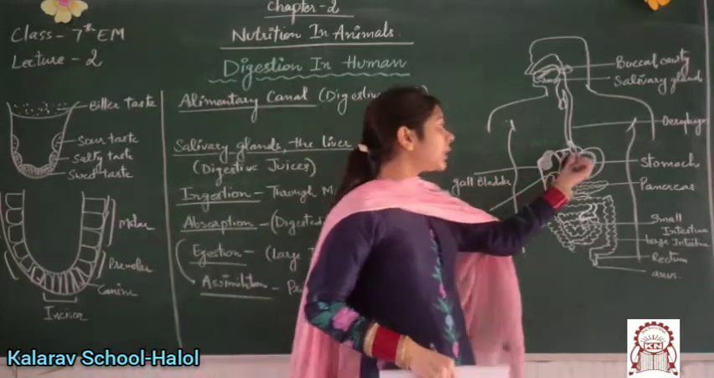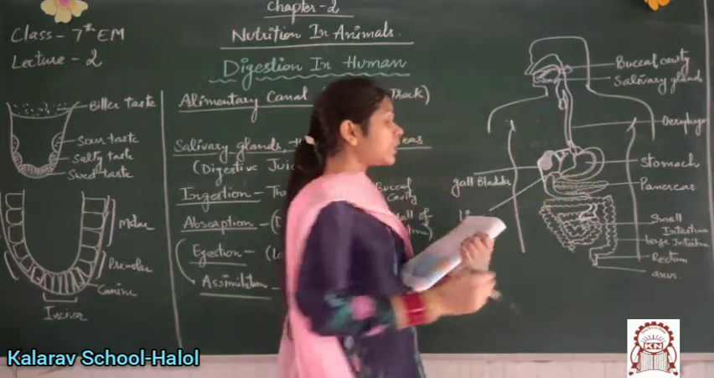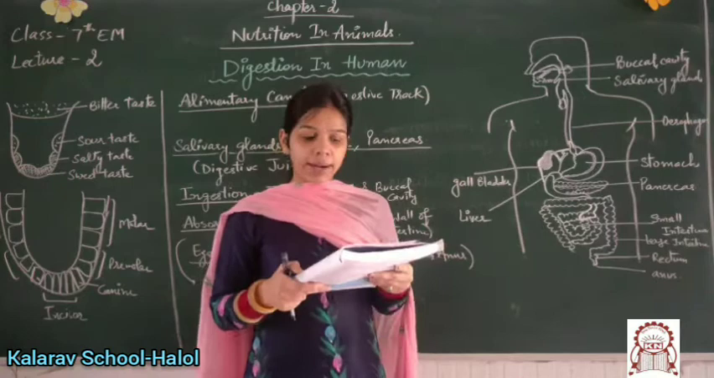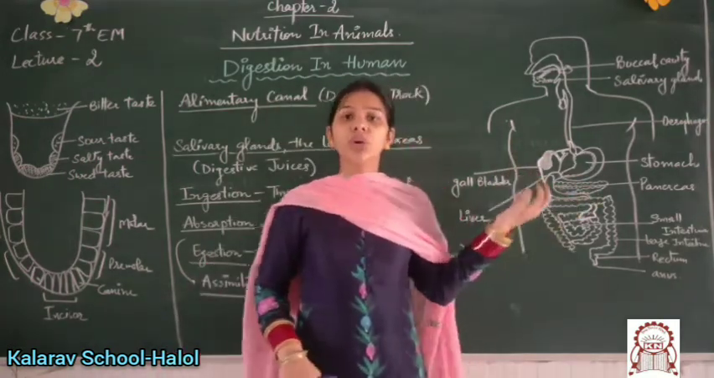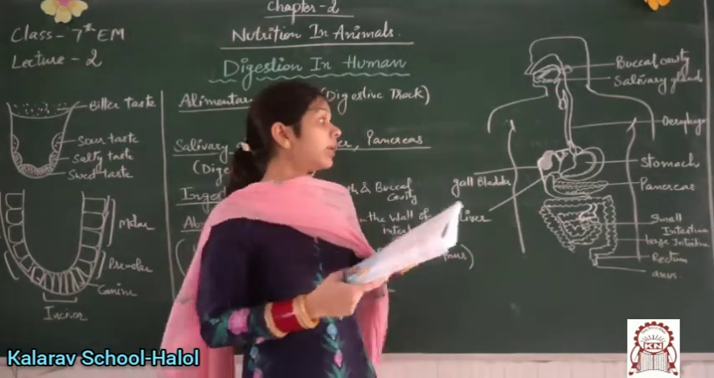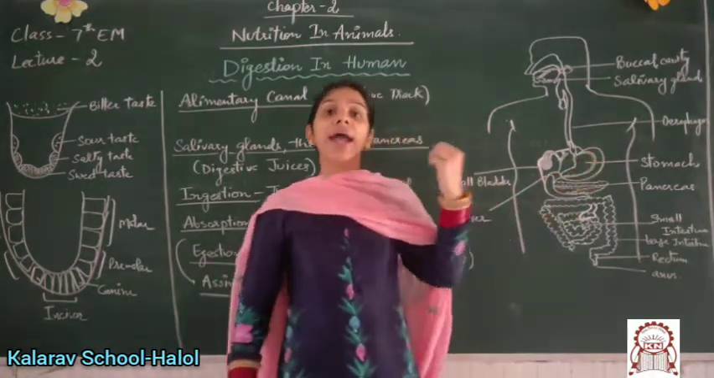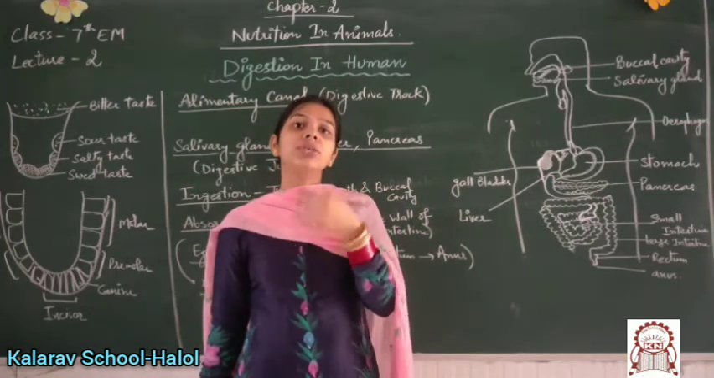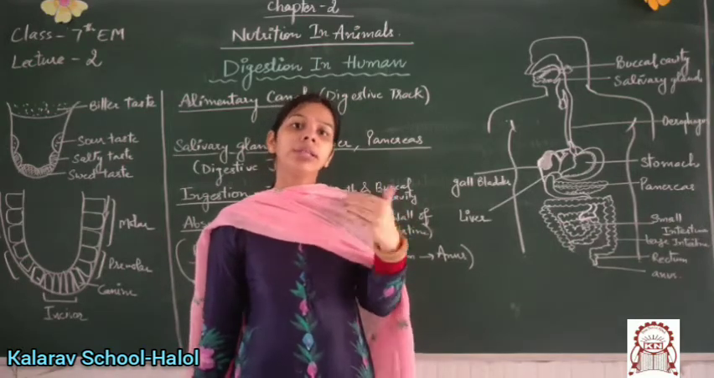Here you can see the stomach is a thick-walled bag. It is a J-shaped tube. It is the widest part of the alimentary canal. The stomach contains different types of juices, that is mucus, hydrochloric acid and different digestive juices. The mucus protects the inner lining of the stomach and the hydrochloric acid kills the bacteria or germs which entered through the mouth with food.